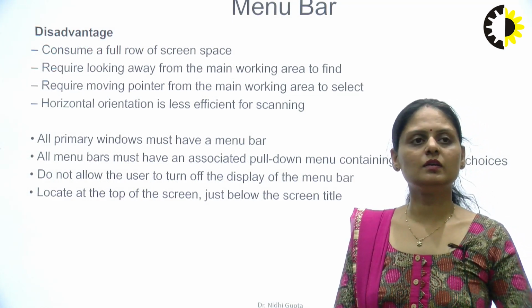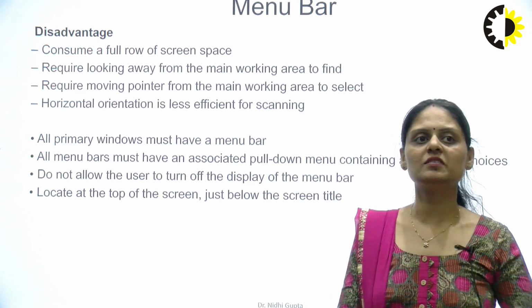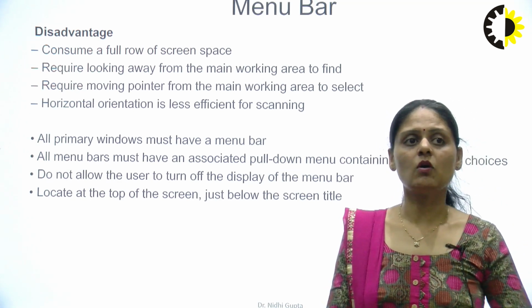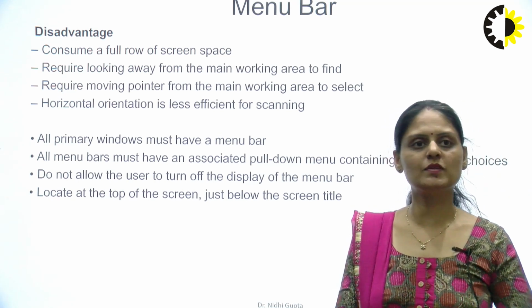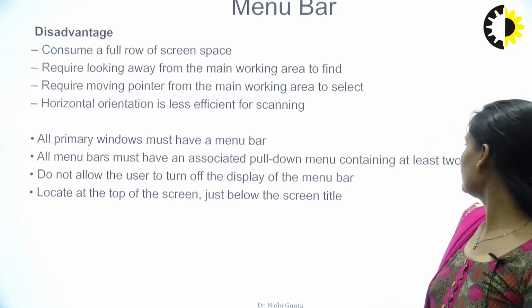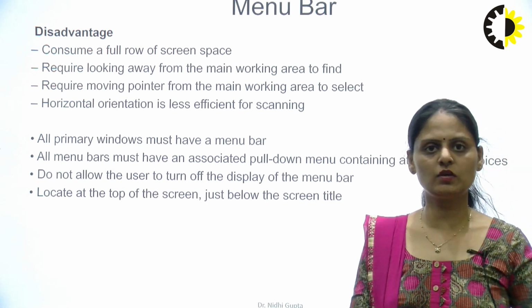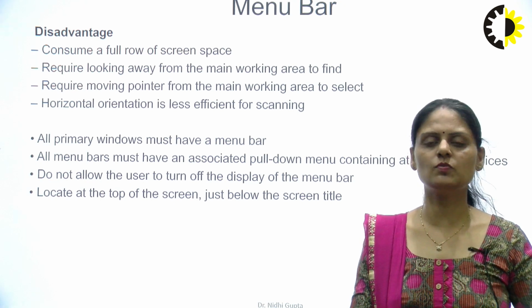So it requires moving the pointer from the main working area to select. Horizontal orientation is less efficient for scanning. All primary windows must have a menu bar, and all menu bars must have an associated pull down menu containing at least 2 choices. Do not allow the user to turn off the display of the menu bar, and it should be located at the top of the screen, just below the screen title.